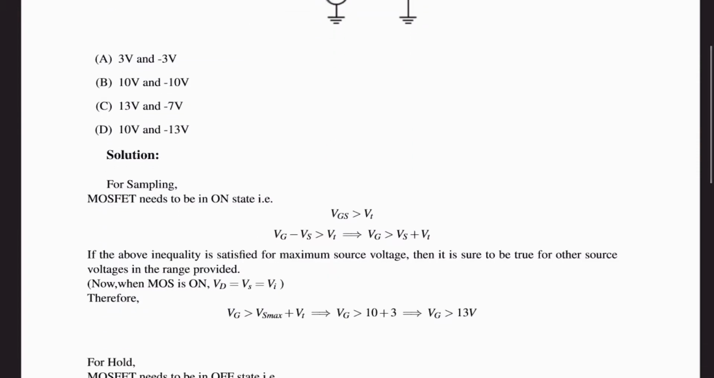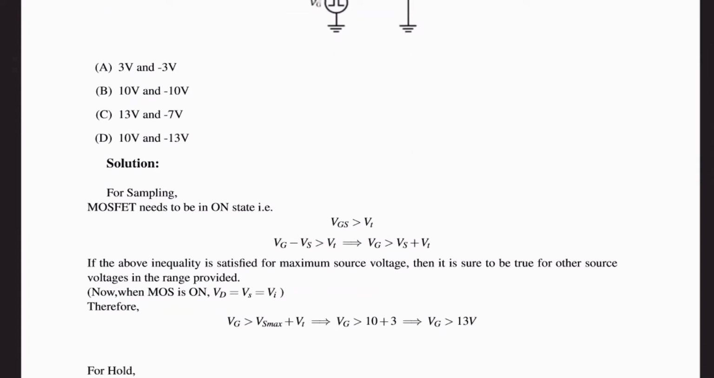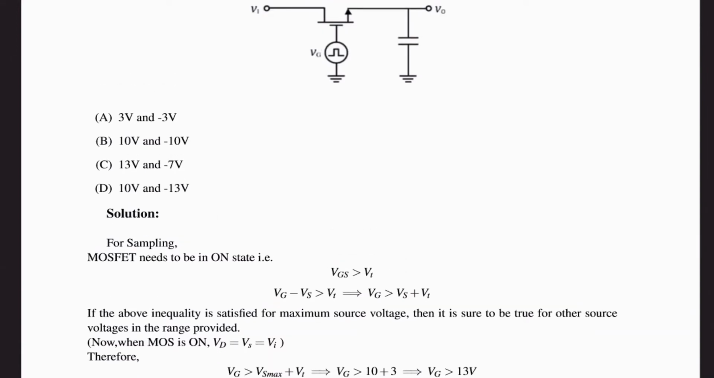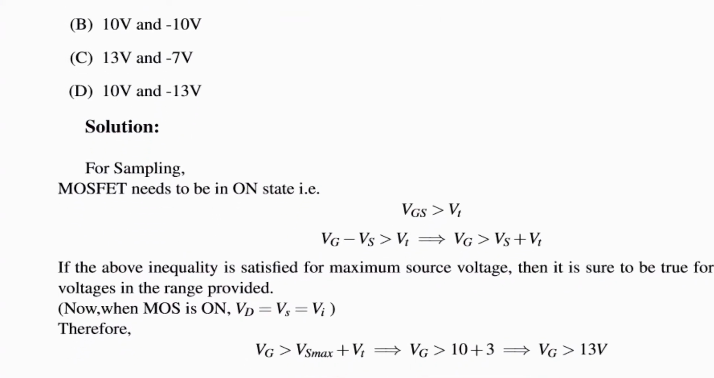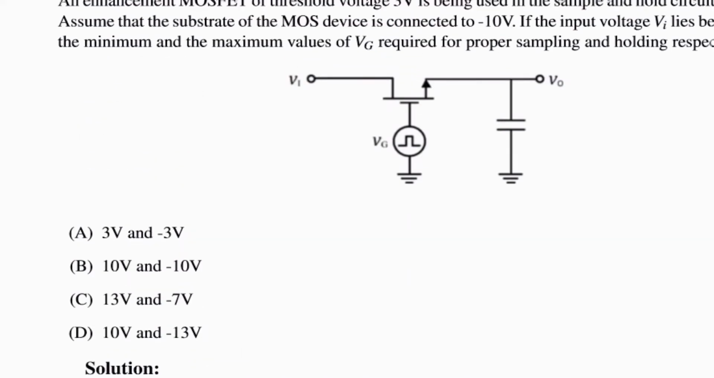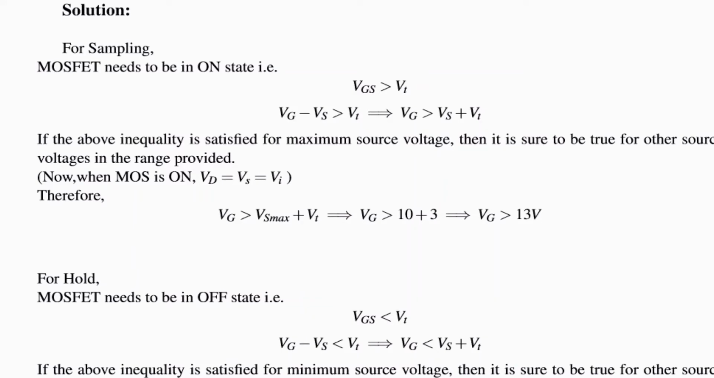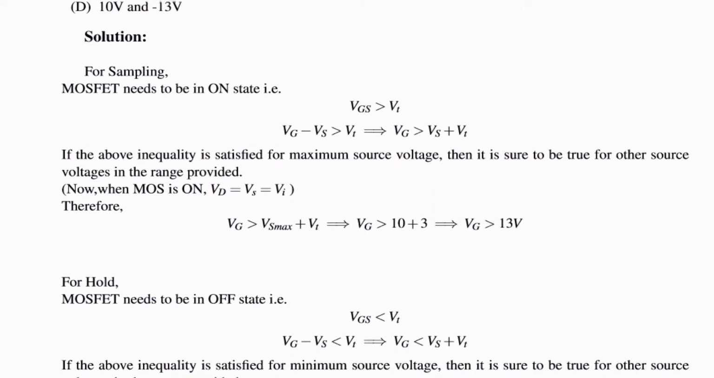The idea is for sampling, the MOSFET needs to be in on state. That is, its VGS should be greater than VT. For VGS less than VT, the current is 0, so the voltage will not be sampled onto the capacitor. So for this current direction, this is the source, this is the drain, and this is the gate. And if the above inequality is satisfied for maximum source voltage, then it is sure to be true for other voltages in the range provided.